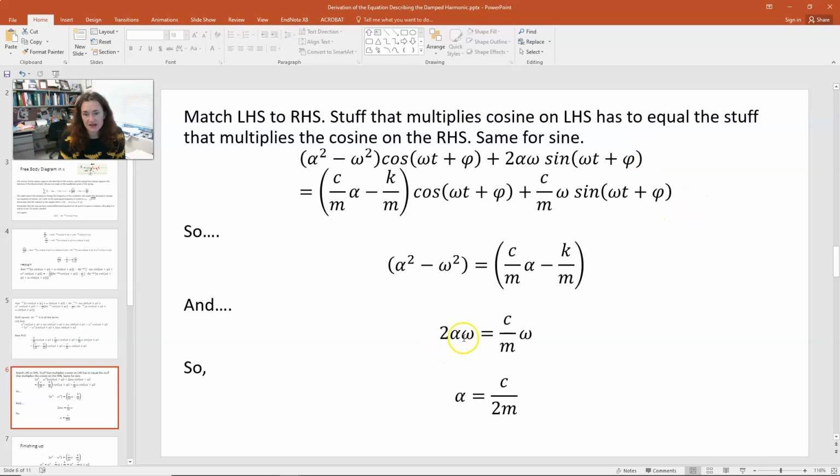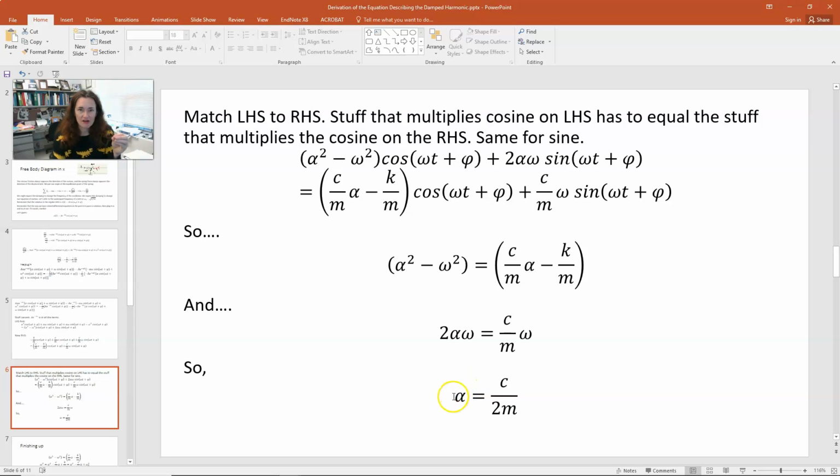Because if you look at that 2 alpha omega equals c over m omega, you get omega canceling out on both sides, and then you can solve really quick for that undetermined constant alpha. And alpha here is c over 2m. Now if you think about it, this really makes sense, right?